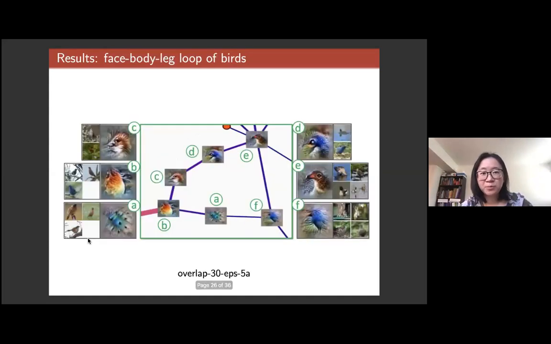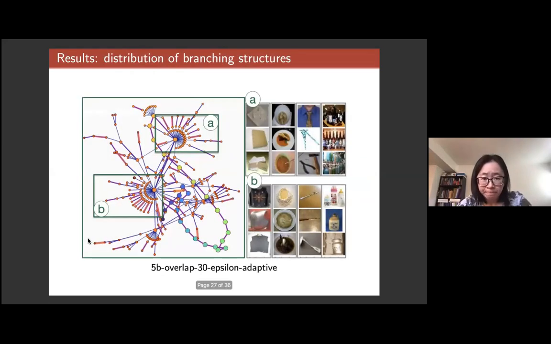The next one is what we call the face, body, leg loop of birds. Again, it's a very similar philosophy. In the previous picture, it's different parts of the face. In this picture, if you go along the cluster, each cluster contains bird pictures corresponding to their face, or the body, or their leg. So again, this is our conjecture, that it's trying to recognize different parts of the body of the animal. So this is a global picture, right?